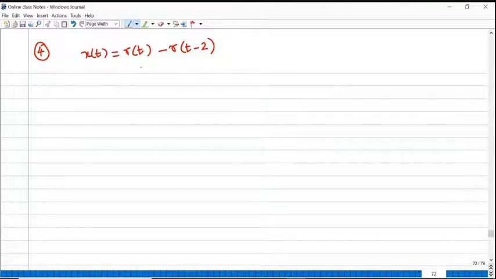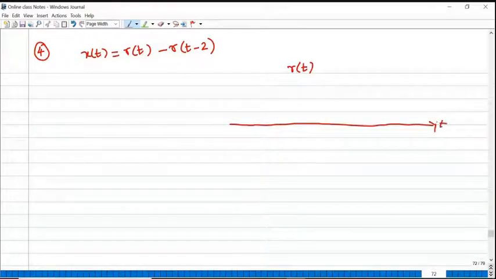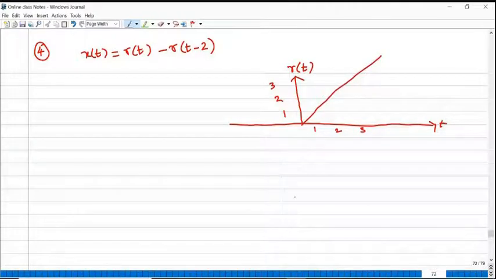For these kinds of signals, how to check the integration limits? R of t signal is a ramp signal. How to sketch r of t? T equal to 0, magnitude 0. T equal to 1, magnitude 1. T equal to 2, magnitude 2. T equal to 3, magnitude 3. So your signal will go like this. Correct? This is r of t.